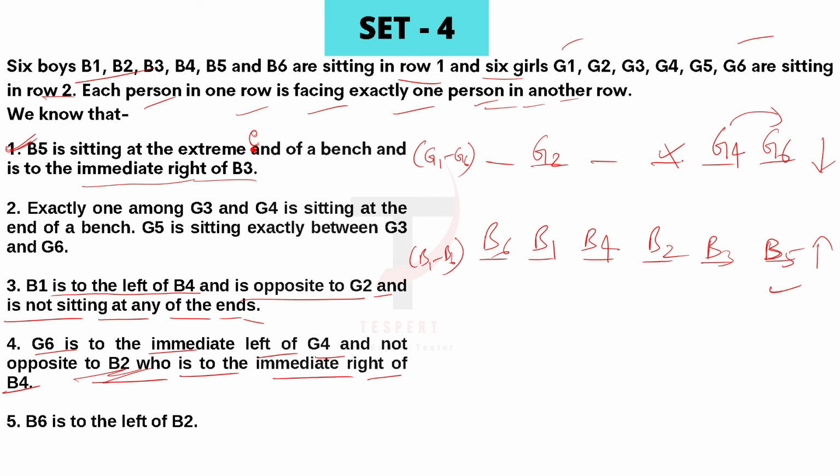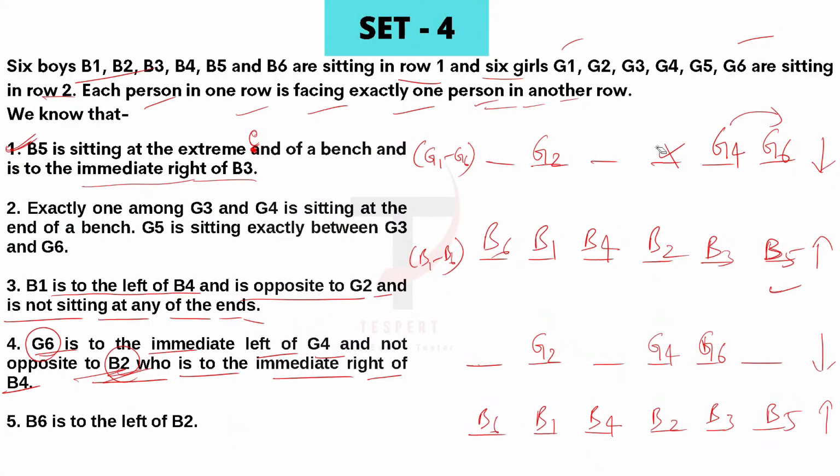This is the first case, right? And one more case which is possible is G4 is here and G6 is here. This is also possible. See what is given, G6 shouldn't be opposite to B2. Here G4 is opposite to B2, not G6. So this case is also possible, right? Let us take this case as well. So we have taken both the cases. This is case 1 and this is case 2. Alright. Now, what is given? B6 is to the left of B2. This is already sorted out.